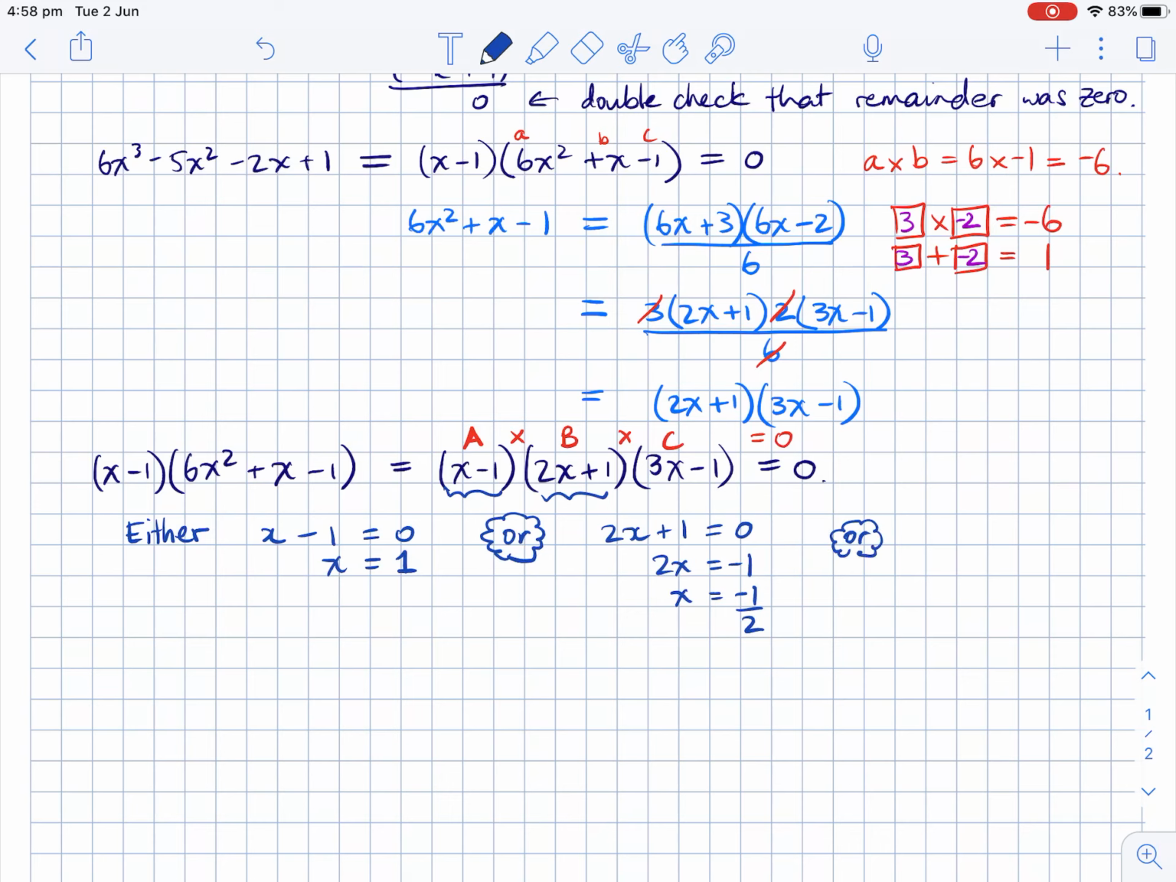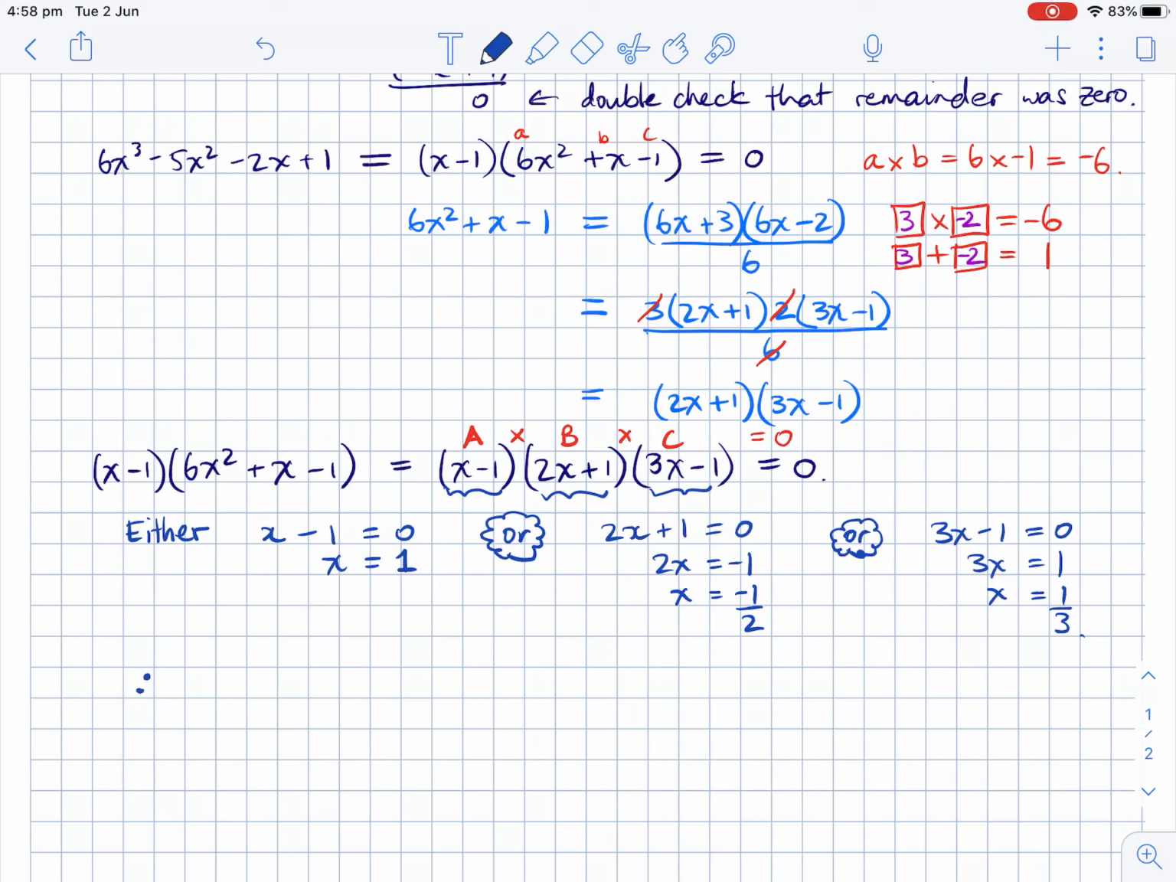or my third linear factor has to equal 0. So 3x minus 1 equals 0, 3x equals 1, x equals 1/3. So finally, it's always a good idea to restate your solution. And I'm just going to say, therefore, 6x cubed minus 5x squared minus 2x plus 1 will equal 0 if x equals 1, negative 1/2, or 1/3. And I'm all done.